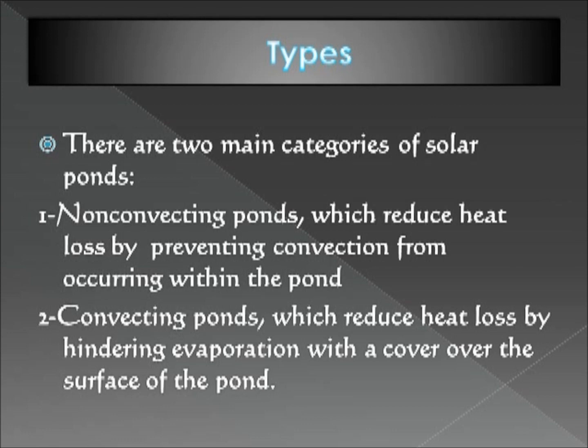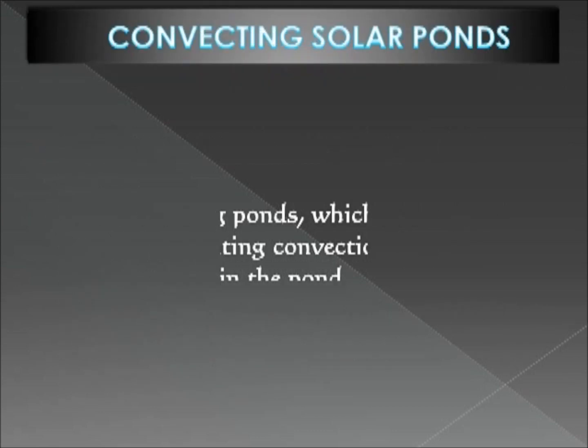Categories of solar pond. They are basically categorized into two types. The first one is non-convecting solar ponds. They reduce the heat loss by preventing convection from occurring within the pond. And the second one is the convective solar pond, which reduces heat loss by hindering evaporation and availing convection with a cover over the surface of the pond.